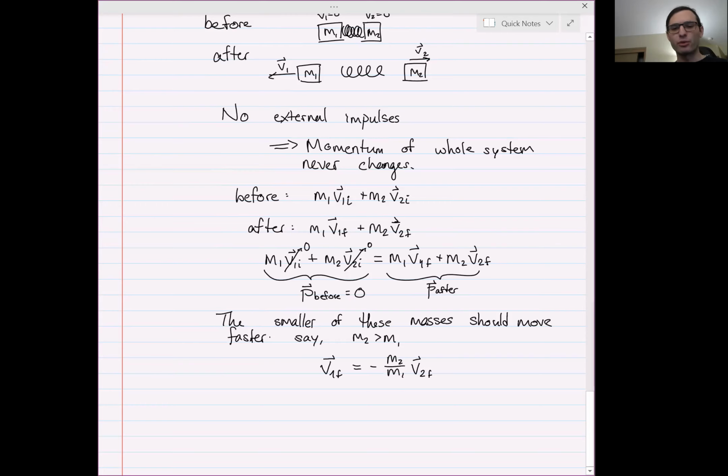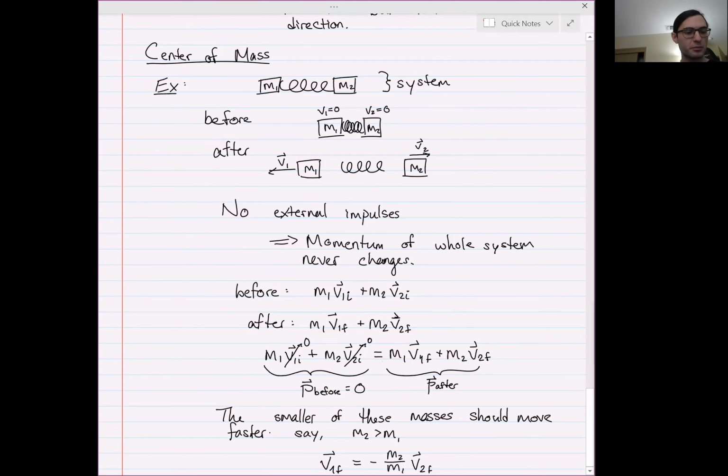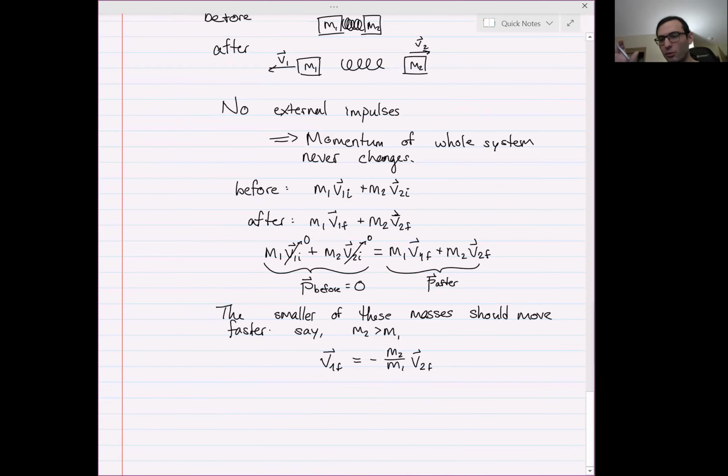By the way, I promise we're getting to the center of mass. We'll get there. This is early justification. So m2 over m1 should be greater than 1, because m2 is bigger than m1. And so we'd find that v1 has a larger magnitude than v2. Obviously it points in the opposite direction, but it has a larger magnitude. So that's just a simple example.